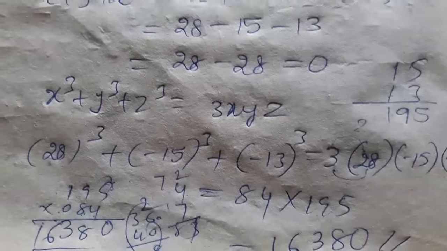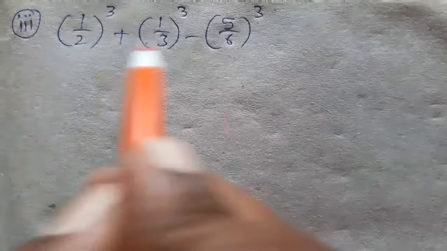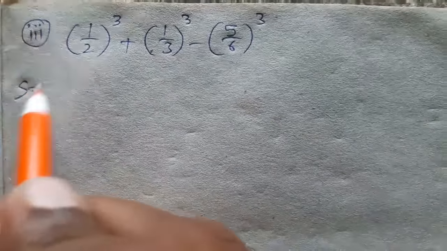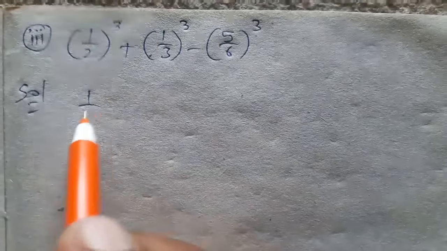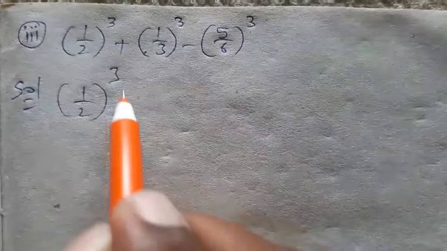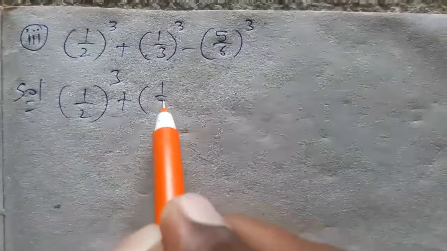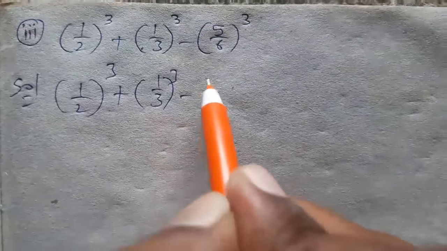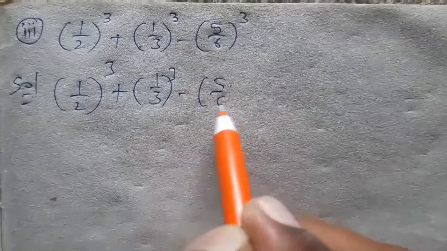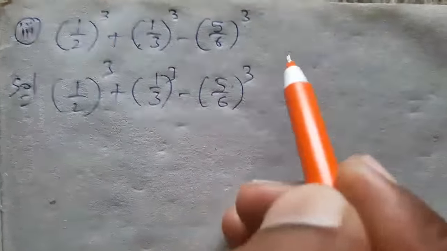Now move to the next one. See here, the third one is given. Solution: take this, 1 by 2 whole cube plus 1 by 3 whole cube minus 5 by 6 whole cube. This is given.